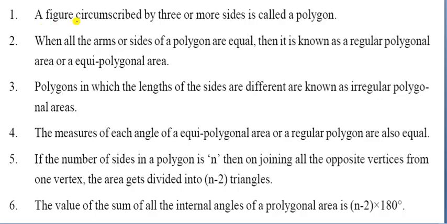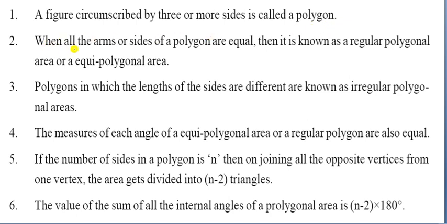So that one is given as in a polygon. First one: a figure circumscribed by 3 or more sides is called a polygon. If any figure is circumscribed by 3 or more than 3 sides, that is called a polygon.